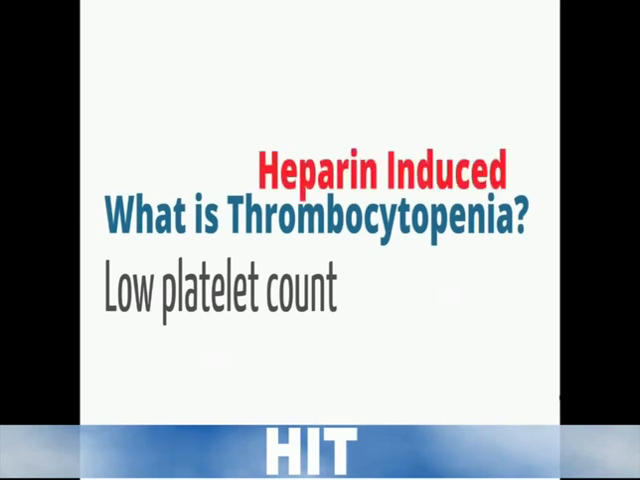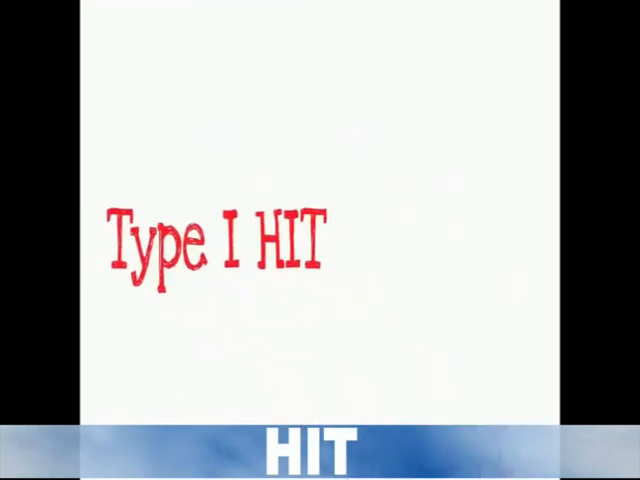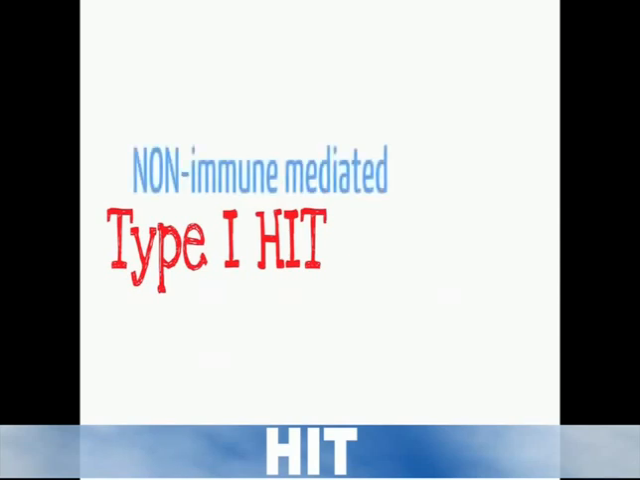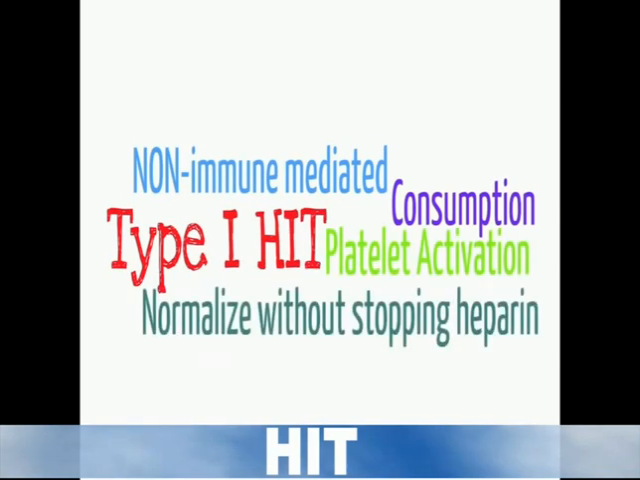Now, heparin-induced thrombocytopenia is when heparin, an anticoagulant agent that we really use commonly in the hospital, leads to a drop in a patient's platelets. Now, there are two types of heparin-induced thrombocytopenia. There's type 1 heparin-induced thrombocytopenia, which is a non-immune mediated process. In some people, heparin causes platelet activation, leading to a partial consumption of platelets. If you continue the heparin, the platelet count returns to normal within a day or two.